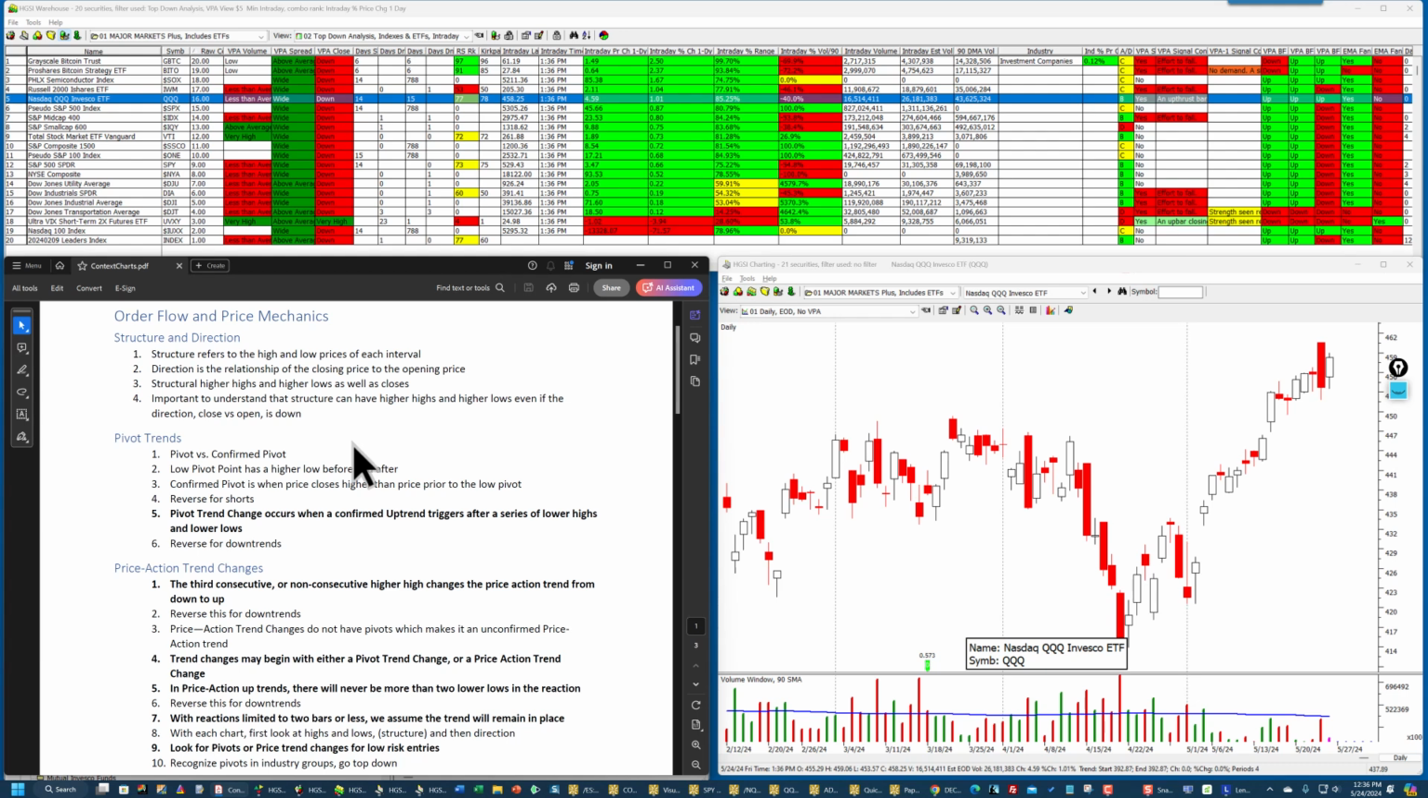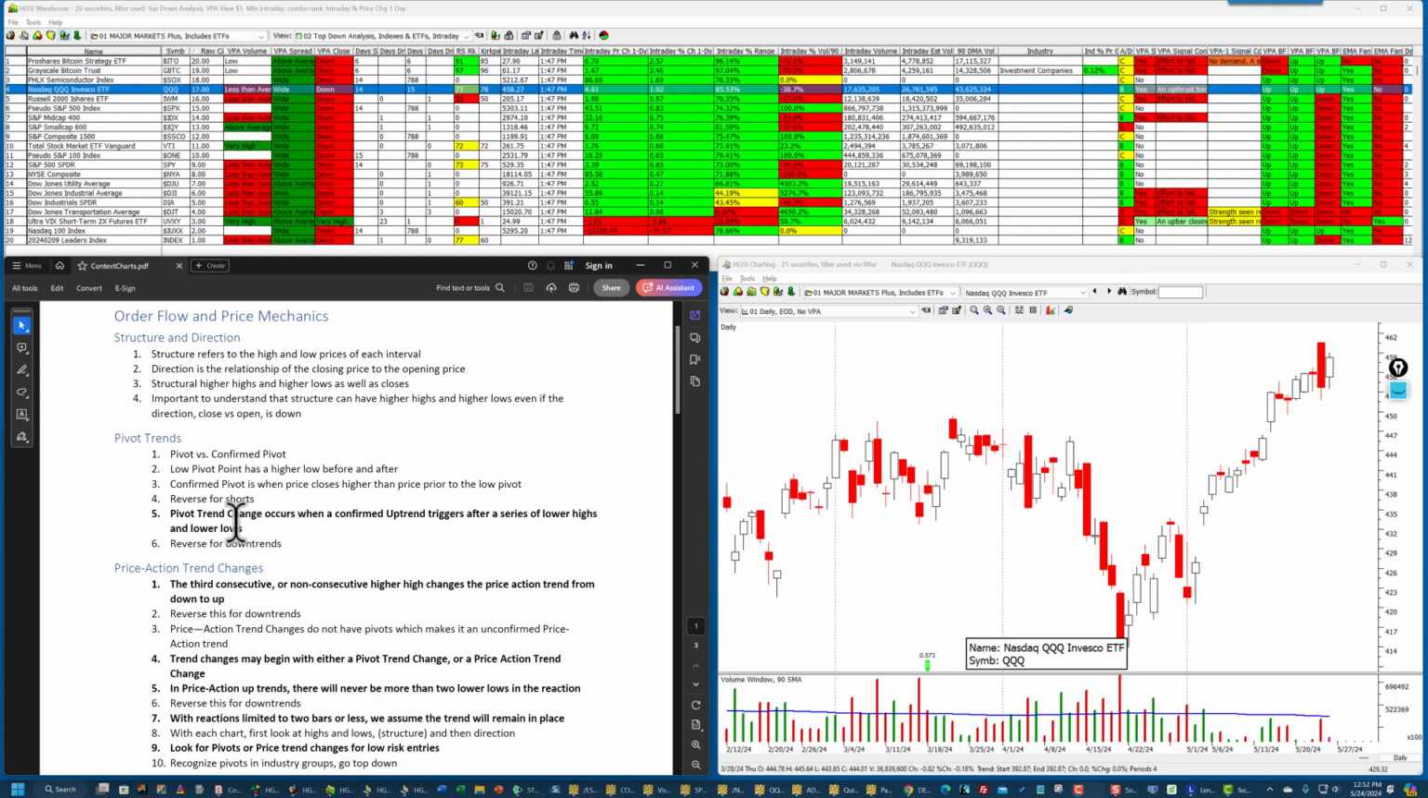Pivots primarily. And there are pivots and then there are confirmed pivots. A low pivot point has a higher low before and after, and a confirmed pivot is where the price closes higher than the price prior to the low pivot. This is just reverse for shorts, and then a pivot trend change occurs when a confirmed uptrend triggers after a series of lower highs and lower lows. I'll show you how I interpret that.